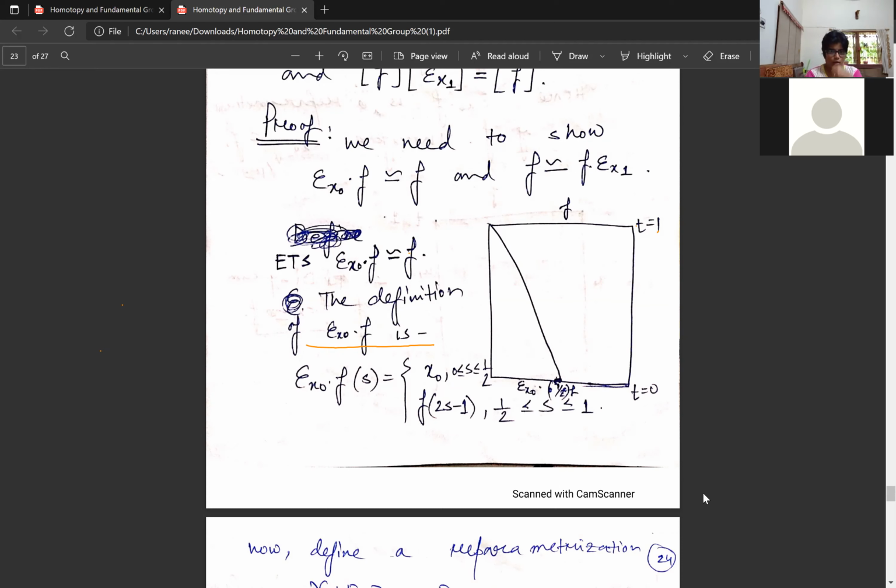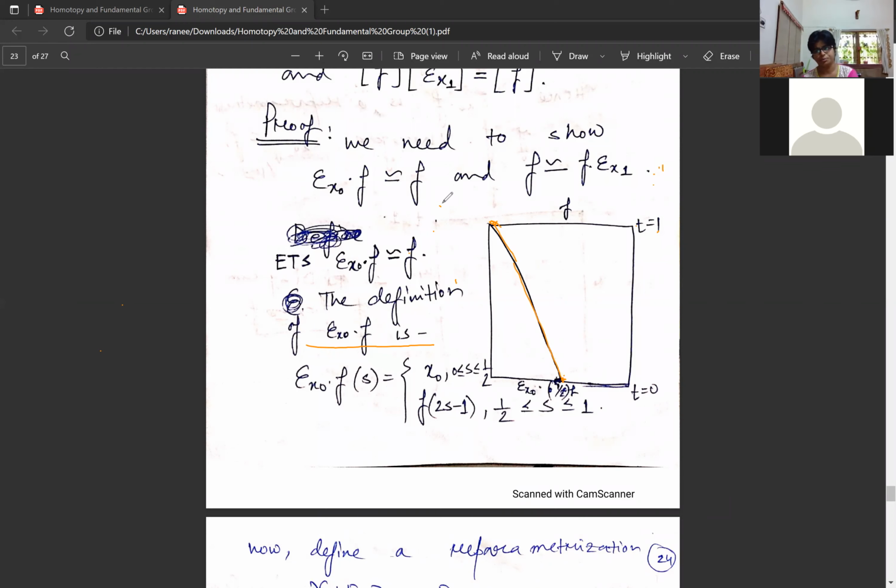So we are sitting half of the time at x naught and then traversing f, and at the end we want to traverse the full path f. So of course there should be a straight line joining this half point. This is the starting point of my f, right? And I'm joining this straight line with this. Okay, let me just redraw it. So why is this line joining?